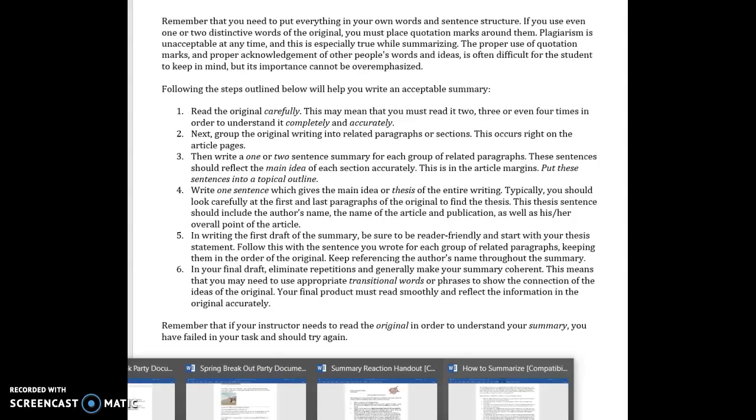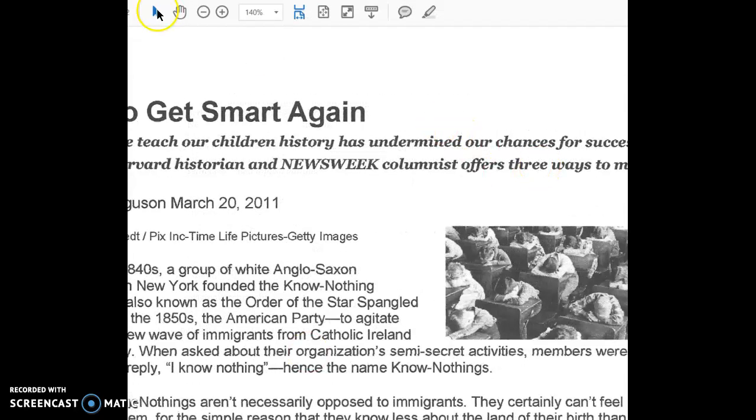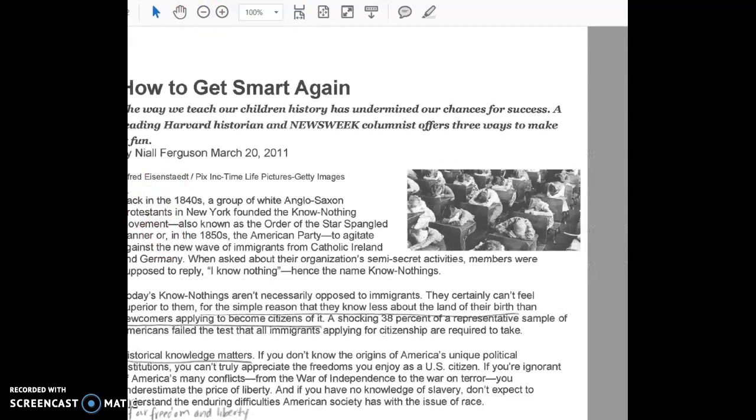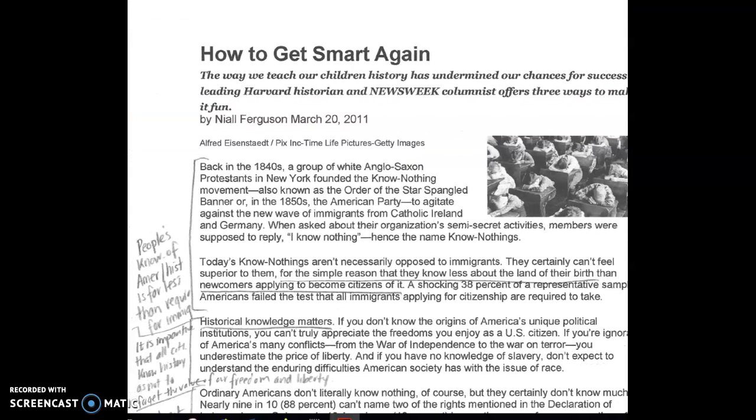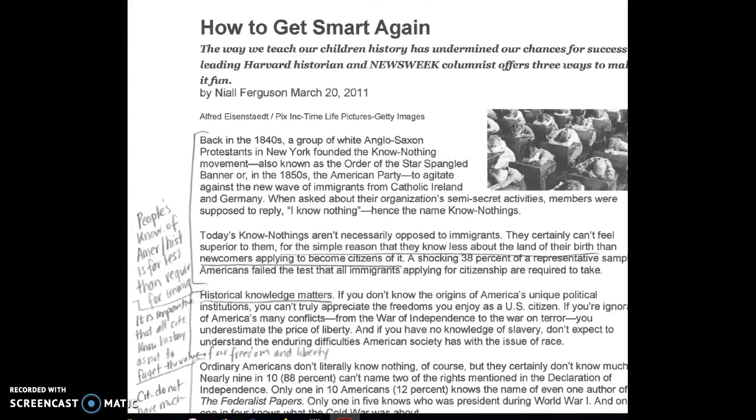I have a sample article here. Let me make it a little smaller here. And let me stretch this. Can I stretch this? I don't know if I can stretch it. Okay. So there's an article. It's 2 pages. It's called How to Get Smart Again.